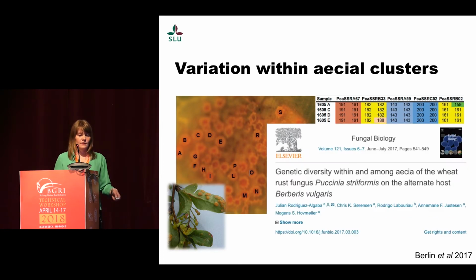And our Danish colleagues found the same thing. Julian published his paper about Striformis, and they found the same thing, that there's a very large variation within each aecia.